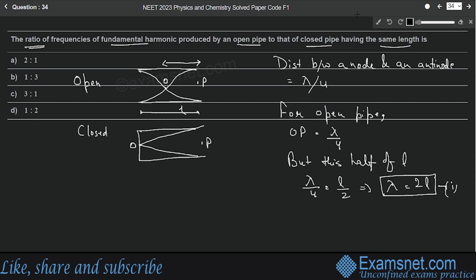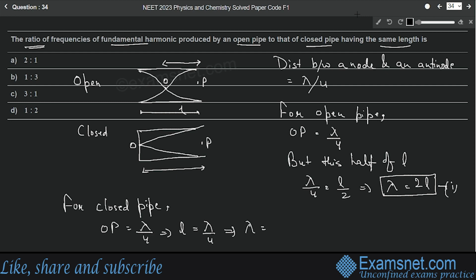Now for closed pipe, we can see that the distance OP is equal to the total length of the pipe, right? So OP is equal to lambda by 4, and OP is equal to length. So L is equal to lambda by 4. So we can say that lambda is equal to 4L. Let's say this is lambda dash. The wavelength in case of closed pipe is lambda dash. So we'll write it as equation number 2.